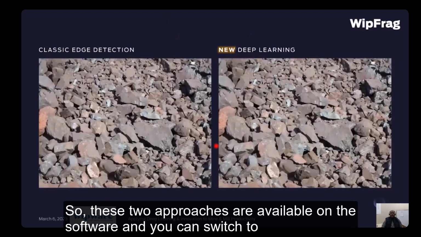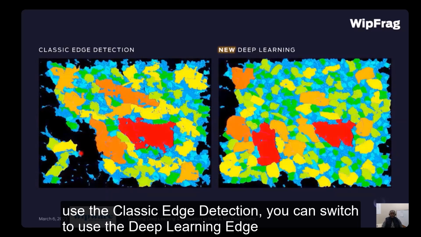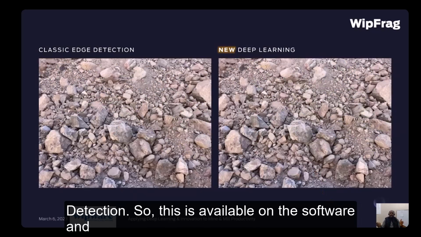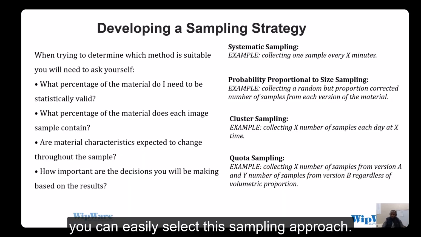So these two approaches are available in the software. You can switch to use the classic edge detection, or you can switch to use the deep learning edge detection. This is available in the software and you can easily select it.